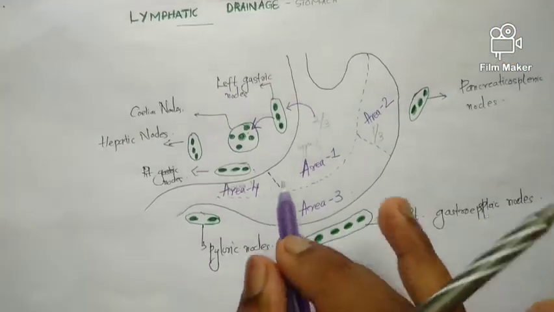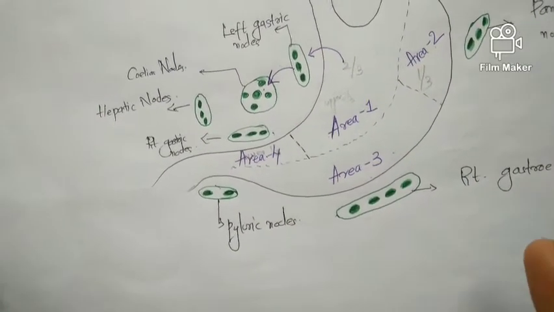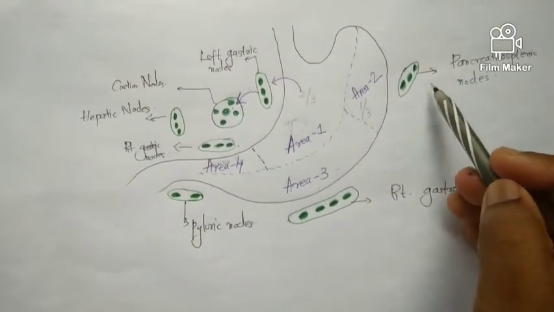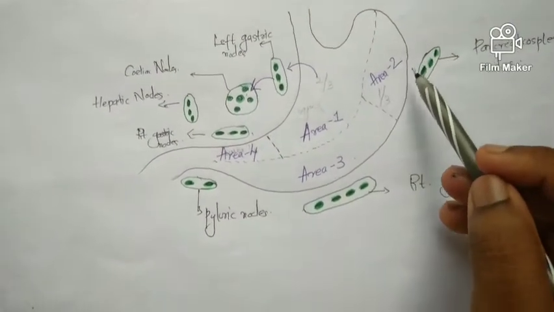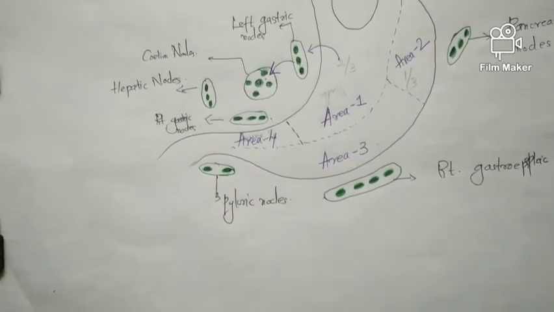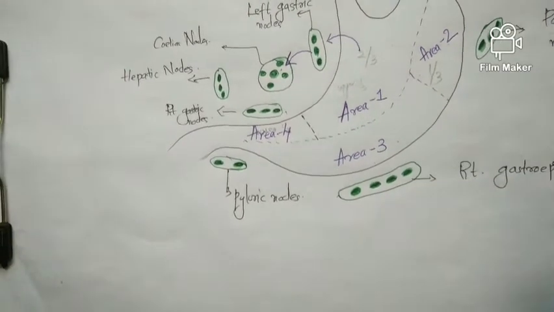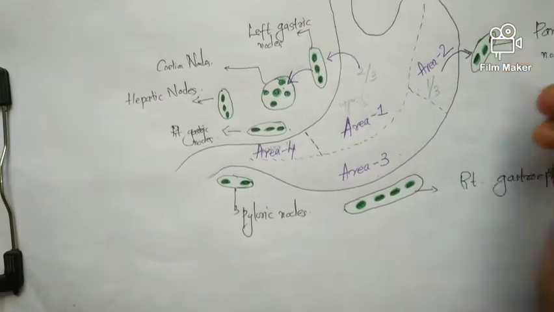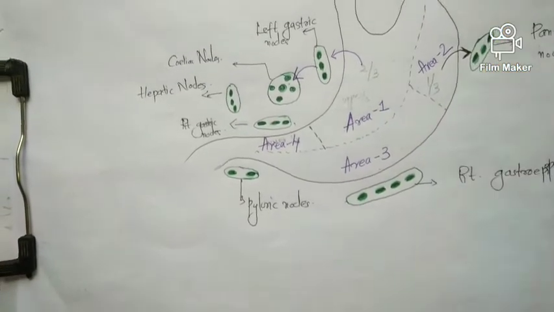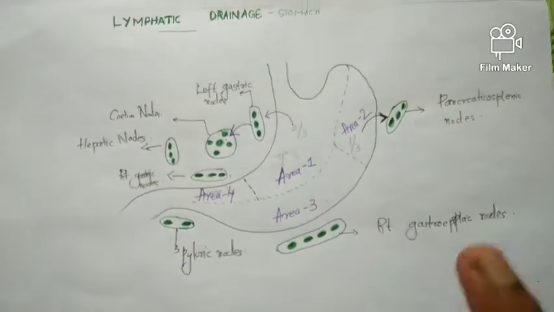One important feature is that these lymph nodes also drain the abdominal part of the esophagus. Next, we have area 2, otherwise called the pancreaticosplenic area, which mainly drains into the pancreaticosplenic nodes, which lie along the splenic artery.